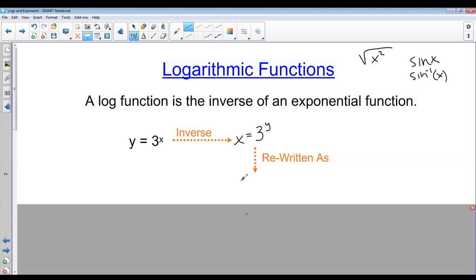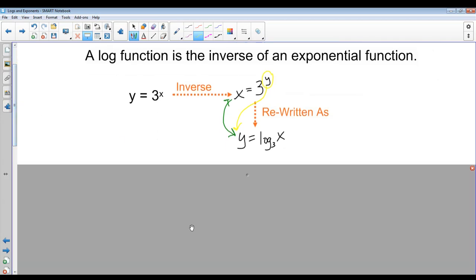So to go from x equals 3 to the y power to rewrite this with a y equals, we need to use the log. So it becomes y equals log base 3 of x. This is what we need to get really good at the next couple of classes: being able to switch back and forth between exponential and logarithmic form. The big thing that always helped me remember, and I'll give you a couple other strategies in a minute, is that the exponent, whatever that exponent is, is always the output of the log function. And I'm going to write that down for you in a minute.